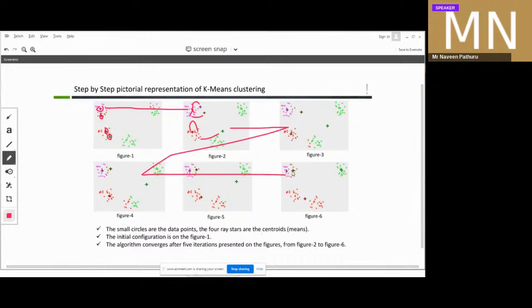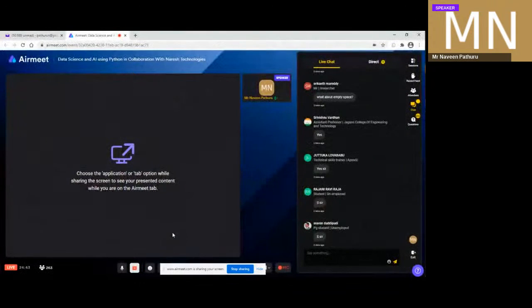There comes a stage after a few iterations where, when new groups are formed, the same group of points are getting allocated to the same centroids, and there is no change in the groups. The same points are getting reallocated to the same group. This is called a stage of convergence, a stage of stabilization. Everybody catching it, guys? Can you give me a quick yes?